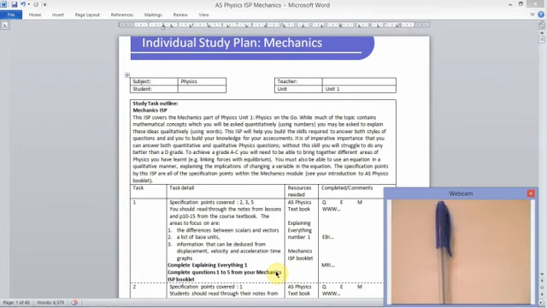In this video I'm going to go through Task 1, Unit 1 EDEXCEL Physics Mechanics for the ISP. The things I want to focus on are the differences between scalars and vectors, a list of base units and the information that can be deduced from displacement, velocity and acceleration time graphs.